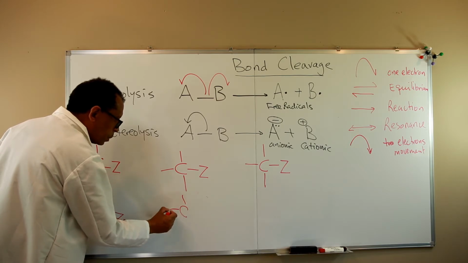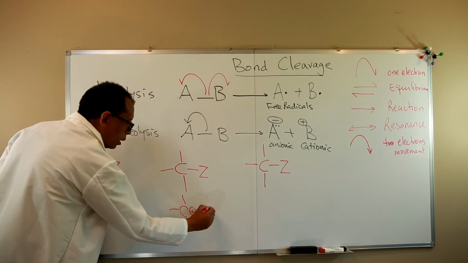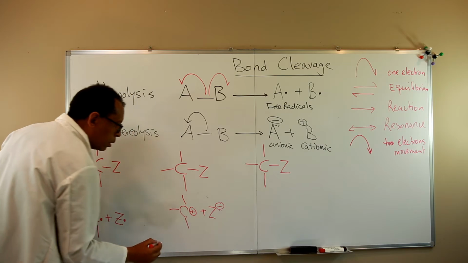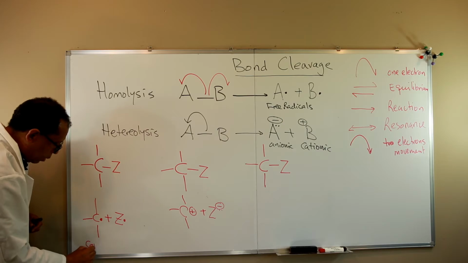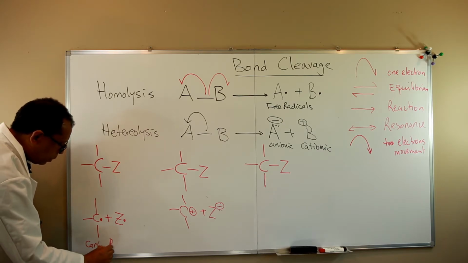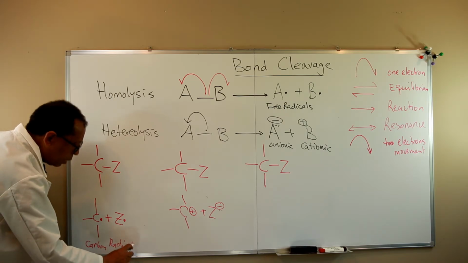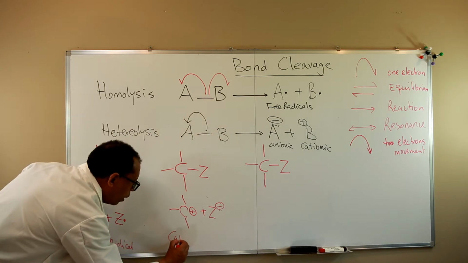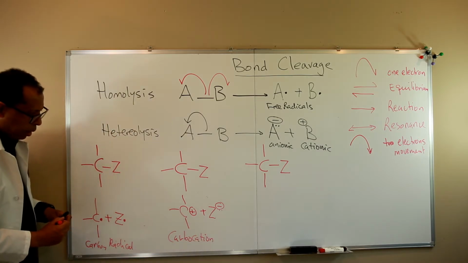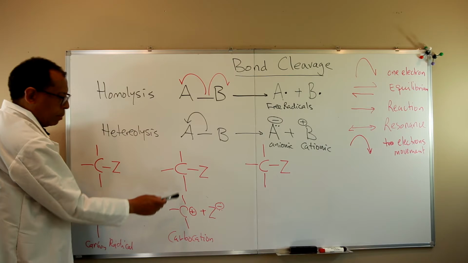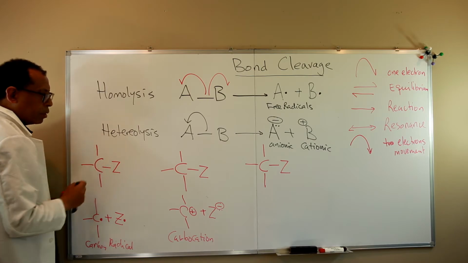If it undergoes heterolysis, in most cases the carbon is a plus and Z is a minus with two electrons. In homolysis you are forming a radical. Here you are forming a carbocation. Remember this wording: this is a carbocation, a very unstable species formed as a result of heterolysis.